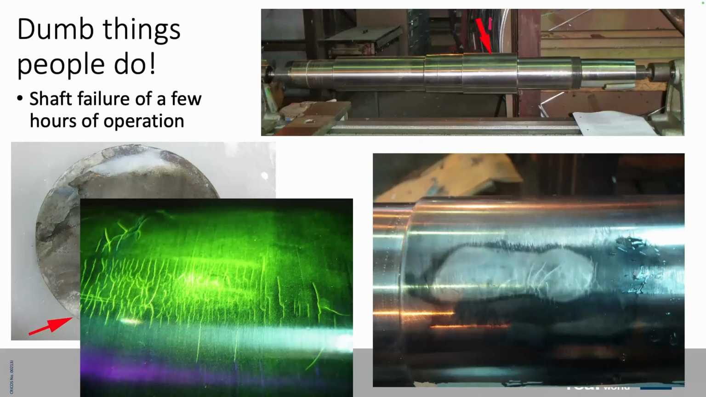So what did they do? They got an oxy torch and put an oxy flame onto the surface in order to try to expand it and get the shaft back into some kind of undistorted shape. And then didn't check it before they put it back into service. So yes, stupid things people do. It was a fatigue failure, but probably not a lot of science in that one.